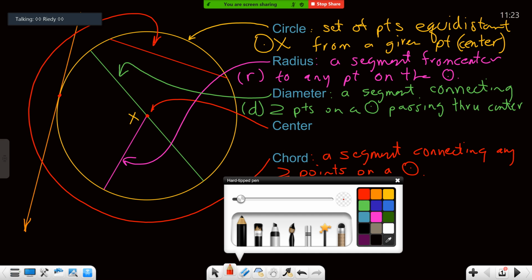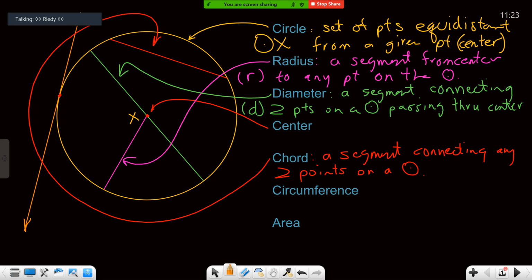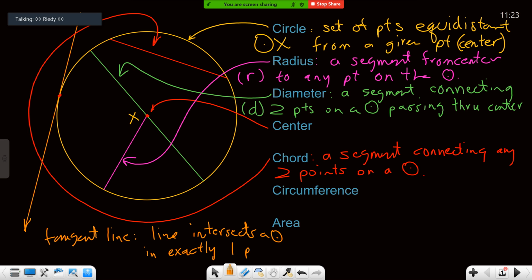The one that I didn't list here that I'll put over here is that line sitting over on the side. And that line is called a tangent line. And it is truly a line. Now, this is also confusing. You've heard that word tangent before. We did sine, cosine, and tangent. This has nothing to do with that. I don't know why they reuse a word like this, but it is a line that intersects a circle in exactly one point. So chords and diameters hit the circle twice. Tangent lines hit the circle only once.